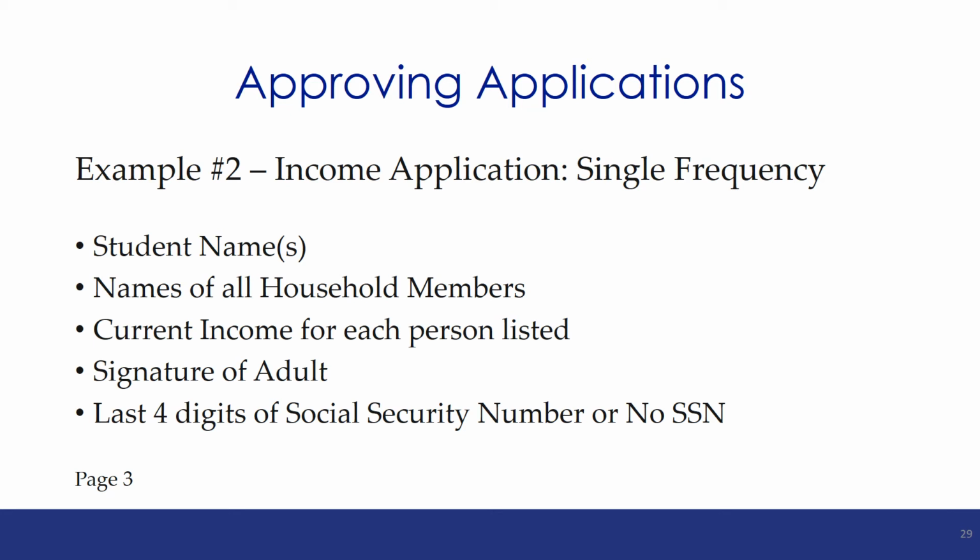If you take a look at our example, the children's names have been listed at the top of the application. In Part 3, household members have been listed and the total household count reported. Income has been listed for John Wright and Mary Wright. Mary has signed the application and has listed the last 4 digits of her Social Security number, which is required on an income application.